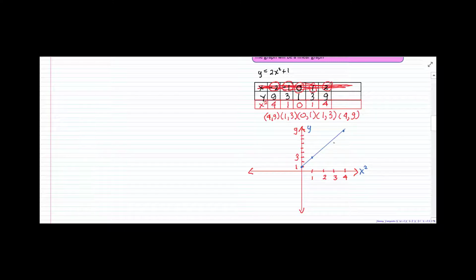We can label it y equals 2x squared plus 1, right? Yeah, but we cannot label it like that because it's a straight line. So we have to change the y into capital Y equals 2 capital X plus 1. So this capital X represents x squared, and this capital Y represents y. Do you get it?